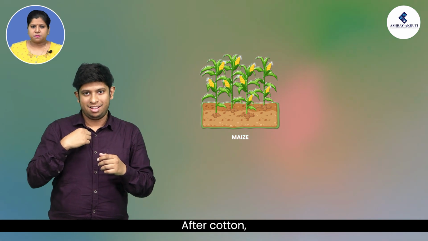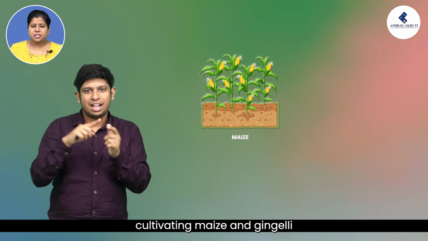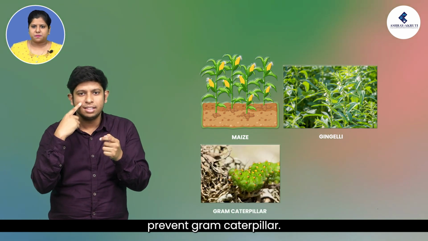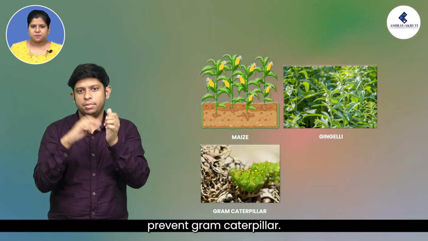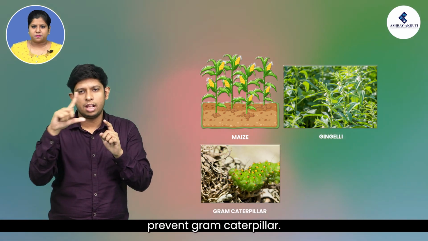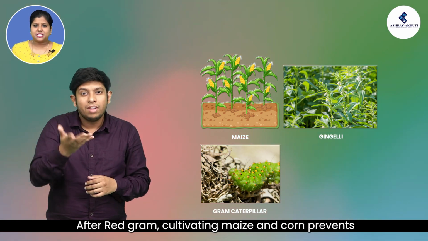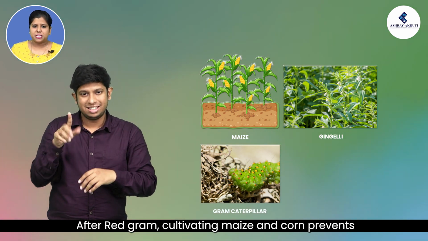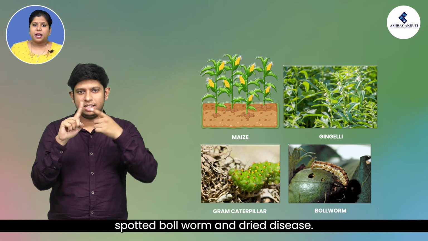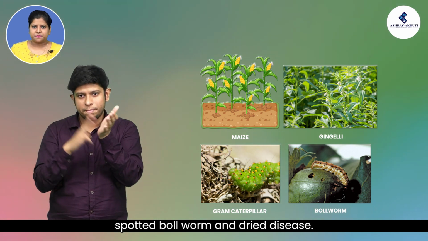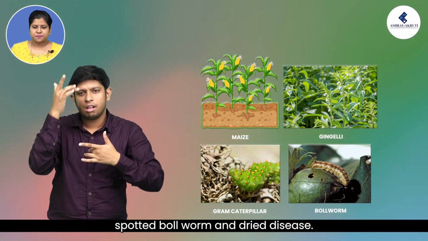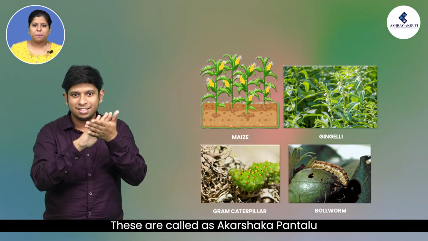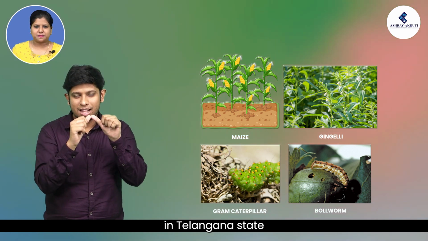After cotton, cultivating maize and gingelly prevents gram caterpillar. After red gram, cultivating maize and corn prevents spotted bollworm and dry disease. These are called Akarshika Pantalu in Telangana state.